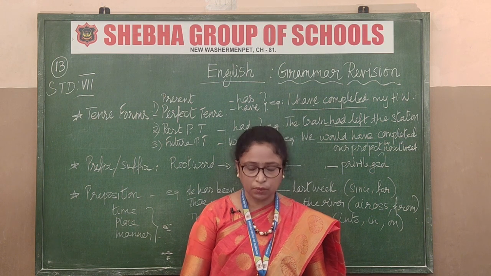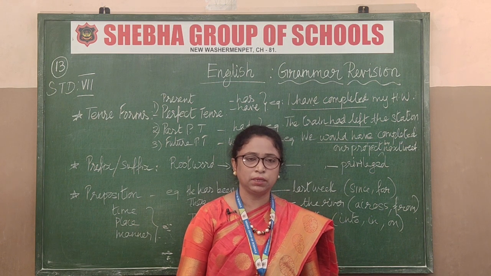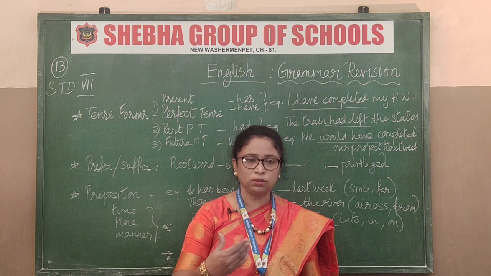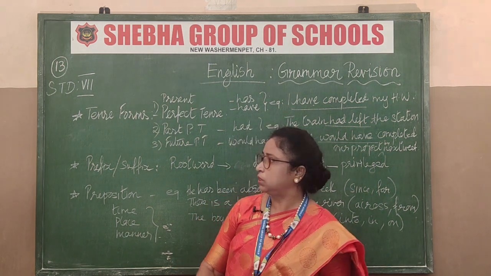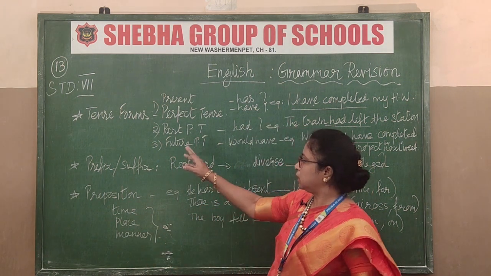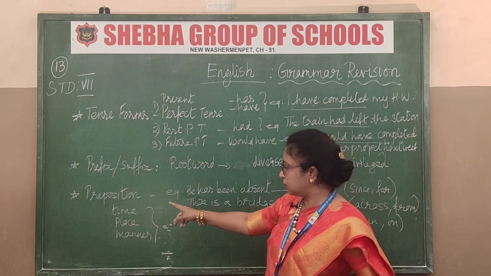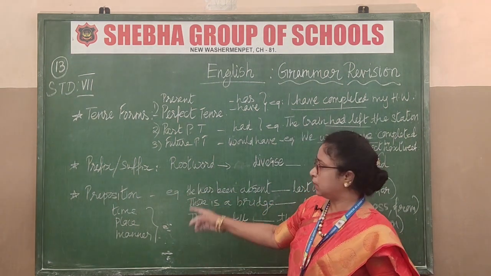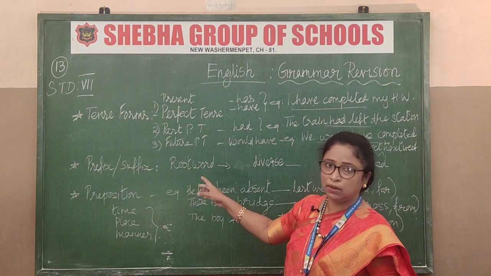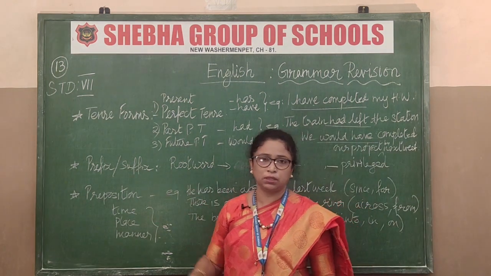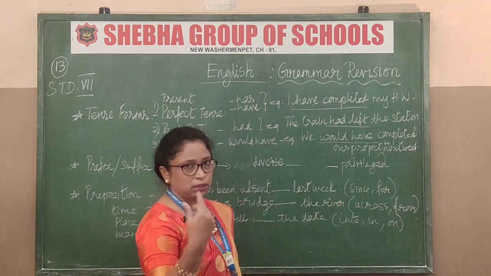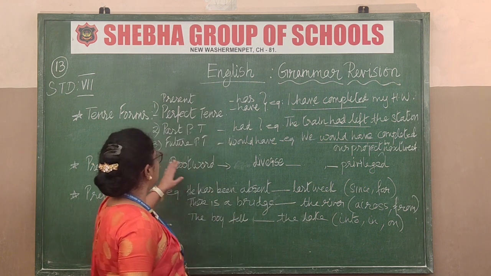Keep the book pages in front of you as I am taking. Just as it is, keep learning with me, alright. So, this is the portion for you: tense forms and then prefix, suffix, preposition. Earlier I have already taken all the details in classes, even then this is simply a revision to make you brush up, just a rewind, alright. Fine. Now, what is tense form?